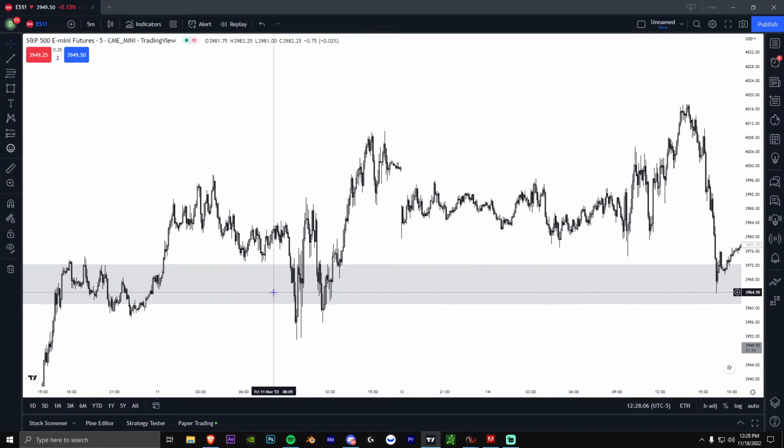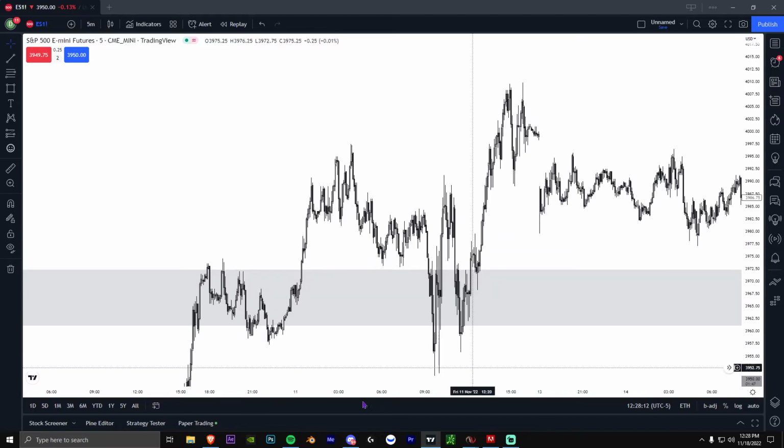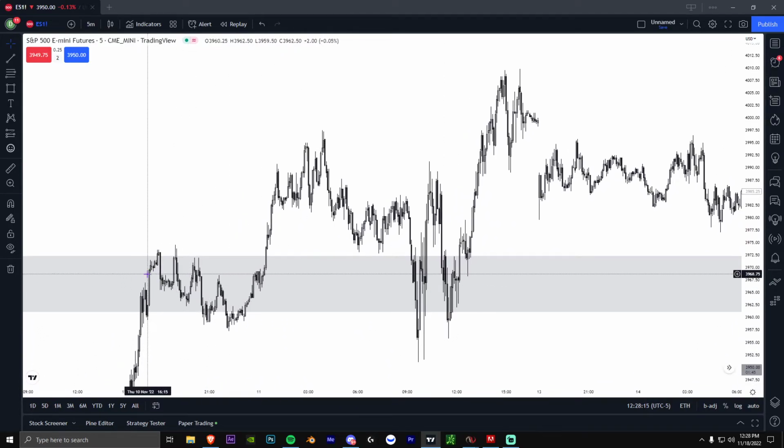So obviously, you would look for long and short setups. In this situation, you would look for a short setup here, and you want to just take puts, or you want to just short right there. You look for a short setup off of it.